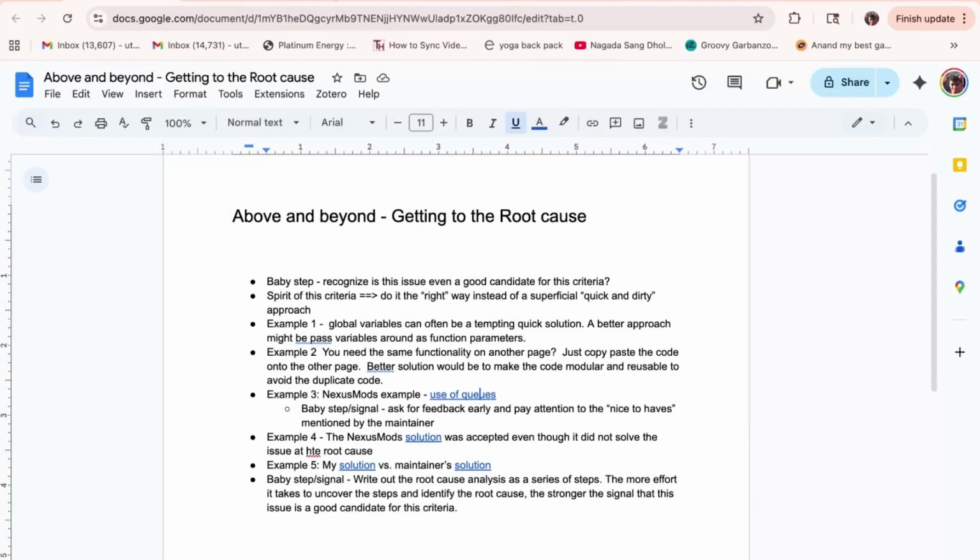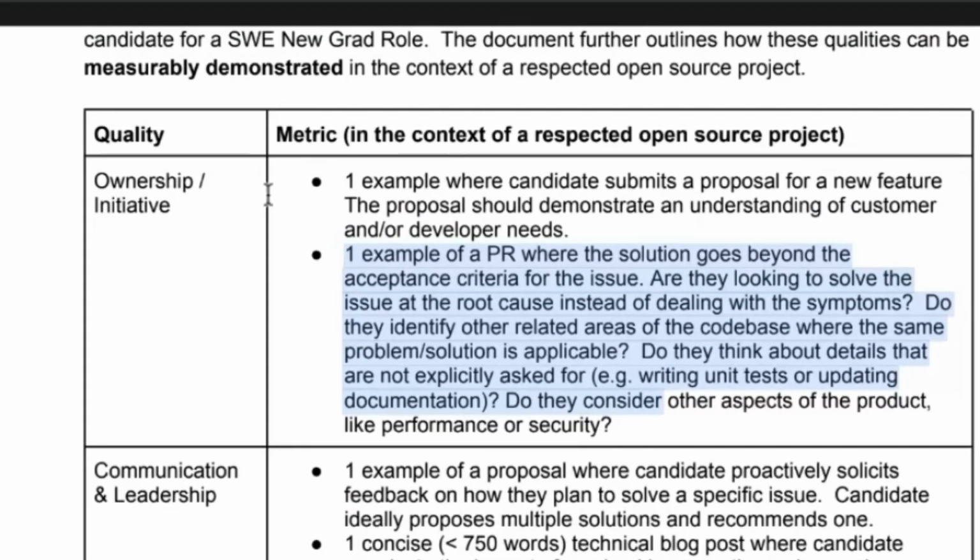So first, let me read the exact text of this criteria. One example of a PR where the solution goes beyond the acceptance criteria for the issue. Beyond the acceptance criteria, that means they would have accepted your solution regardless, but you went beyond what they were even asking for. Are they looking to solve the issue at the root cause instead of dealing with the symptoms? I think at least one of the examples that I'll give has to do with the root cause. Do they identify other related areas of the code base where the same problem solution is applicable?